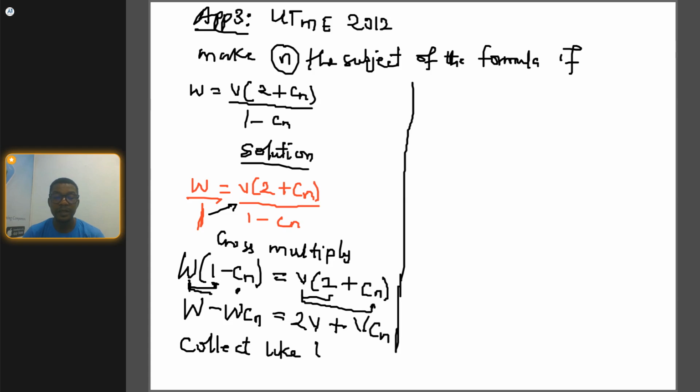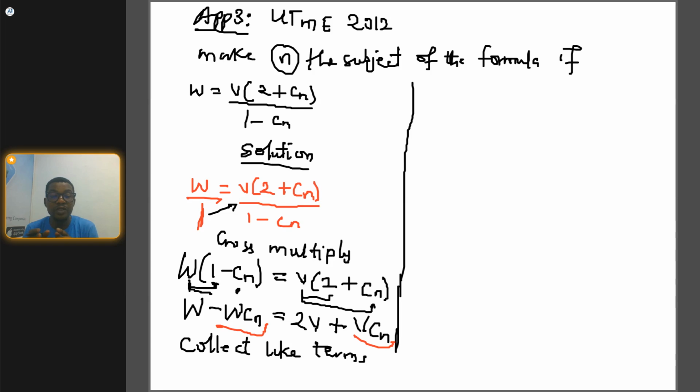Collect like terms. A simple definition of like terms is a group of the same family, individuals that hail from the same family. That's what I call like terms. People that are from the same family should be on one side, and those from another family should also be on one side. So I want to consider the family of Cn. This guy is from the family of Cn, and this guy is also from the family of Cn. So I will bring them together because they are from the same family.